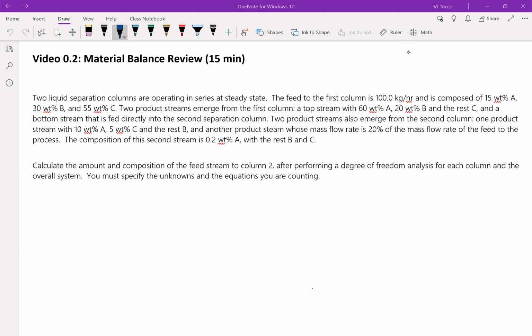2 product streams also emerge from the second column. 1 product stream with 10 weight percent A, 5% C, and the rest B, and another stream whose mass flow rate is 20% of the mass flow rate to the feed of the process. The composition of this second stream is 0.2 weight percent A with the rest B and C. Calculate the amount and composition of the feed stream to column 2 after performing a degree of freedom analysis for each column and the overall system. You must specify the unknowns and the equations you are counting.